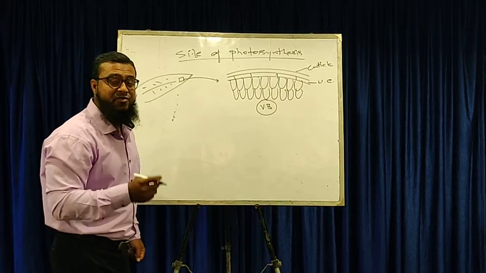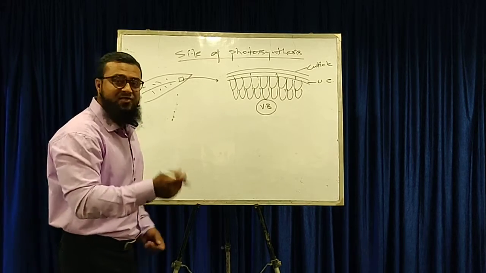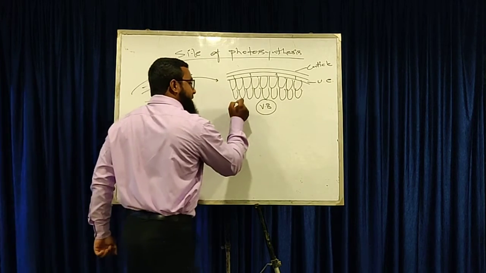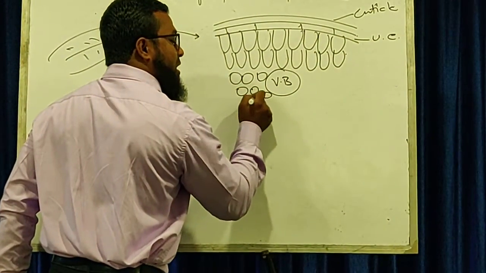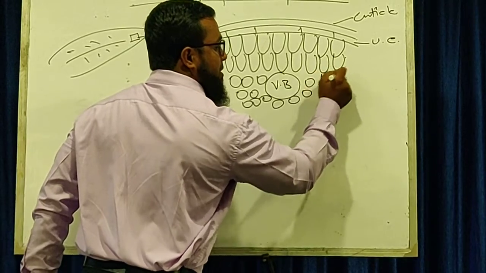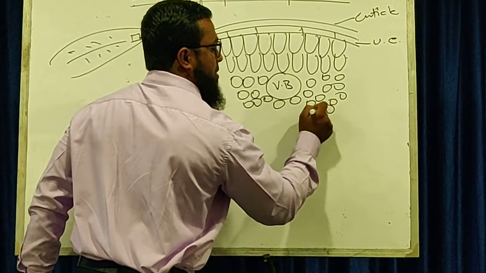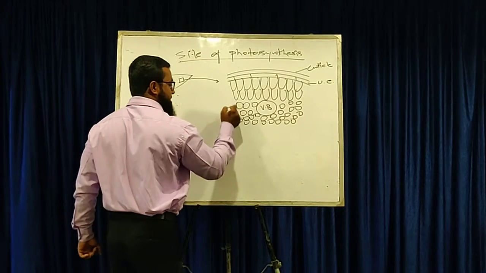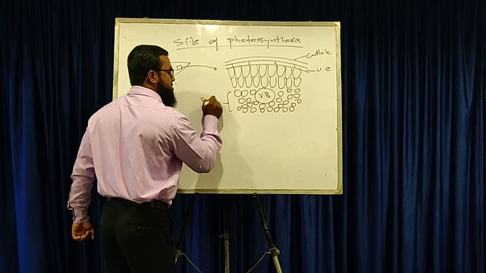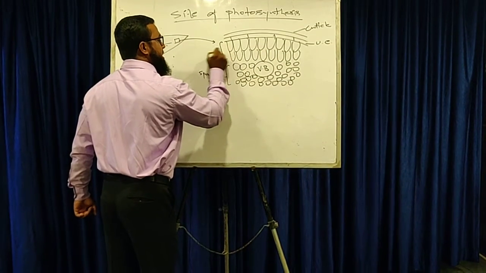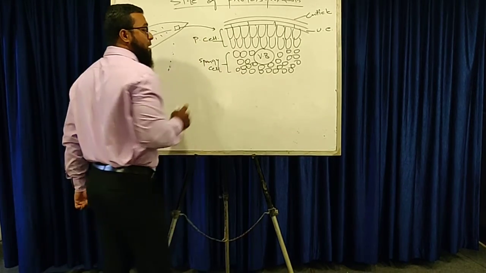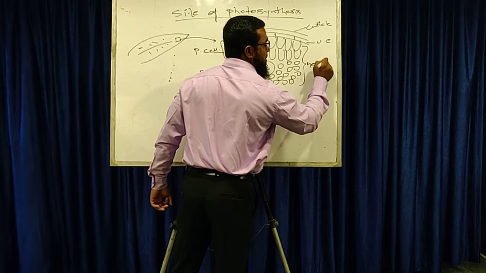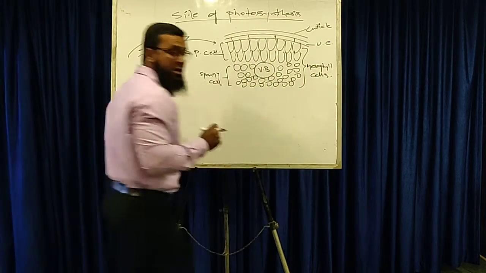We know that the vascular bundle contains two things, phloem and xylem, which are related with the transportation of food and water in plants. The next thing is the other type of cells, on the basis of their arrangement. This is called the spongy cell. This is called the palisade cell. Now, what is the difference? Both are called mesophyll cells.